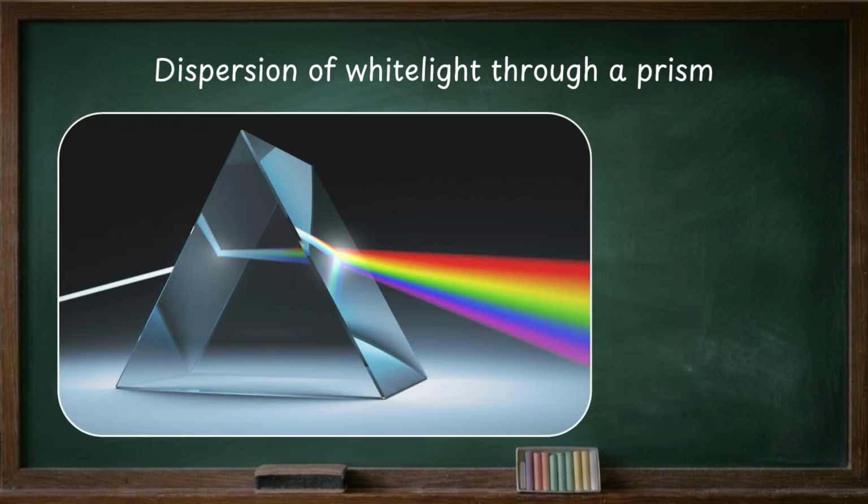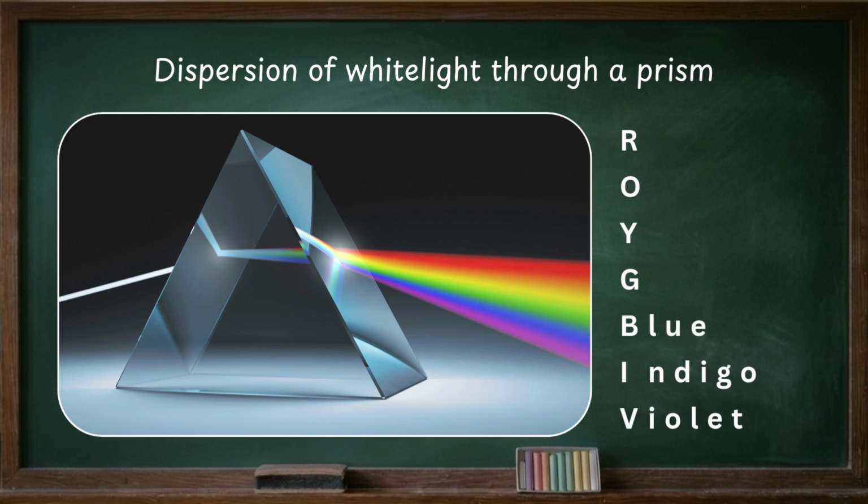The colors follow a highly strict order. Starting from the flat base of the prism and moving upward, the sequence spells out our famous word, VIBGYOR: violet, indigo, blue, green, yellow, orange, and red.